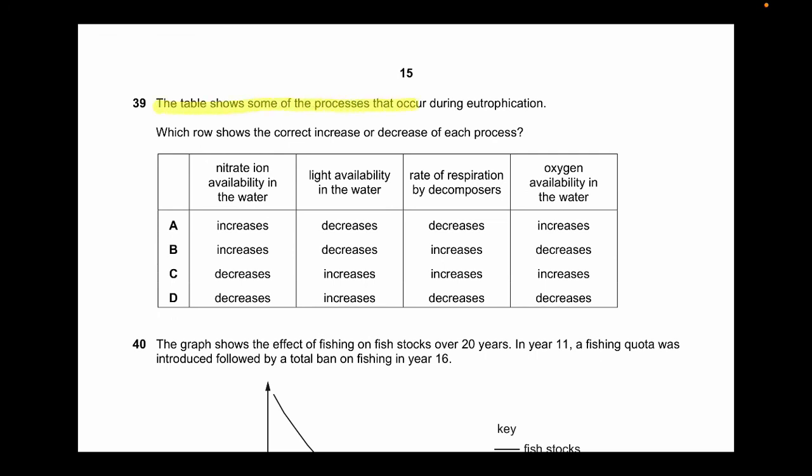The table shows some of the processes that occur during eutrophication. Guys, we know that eutrophication is basically when we have more nitrates in the water body, and that causes extreme growth of algae. Which row shows the correct increase or decrease of each process? Nitrate ion availability in the water. As the nitrate ion availability in the water increases, all right, light availability in the water will decrease because there will be more algae. Rate of respiration by decomposers will definitely increase because algae are going to die and then they're going to be decomposed by the bacteria. Oxygen availability in the water will definitely decrease. So option B is the correct answer.